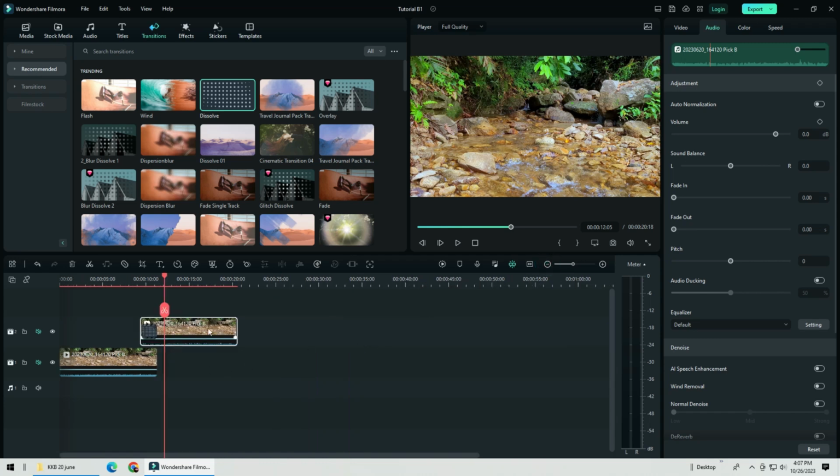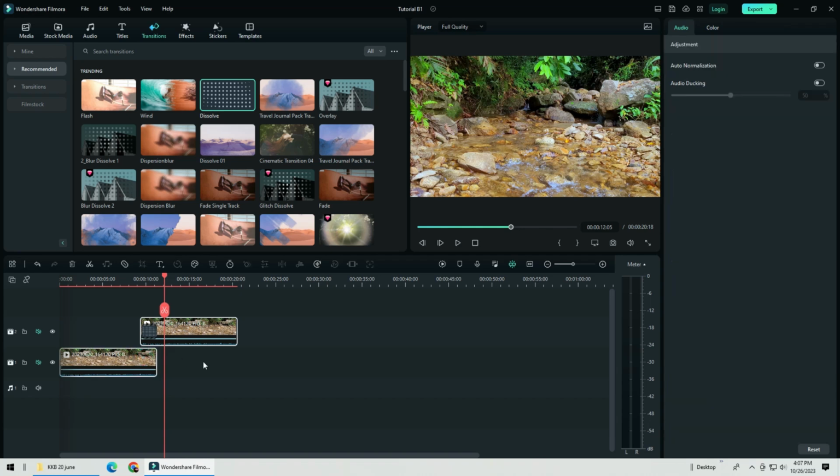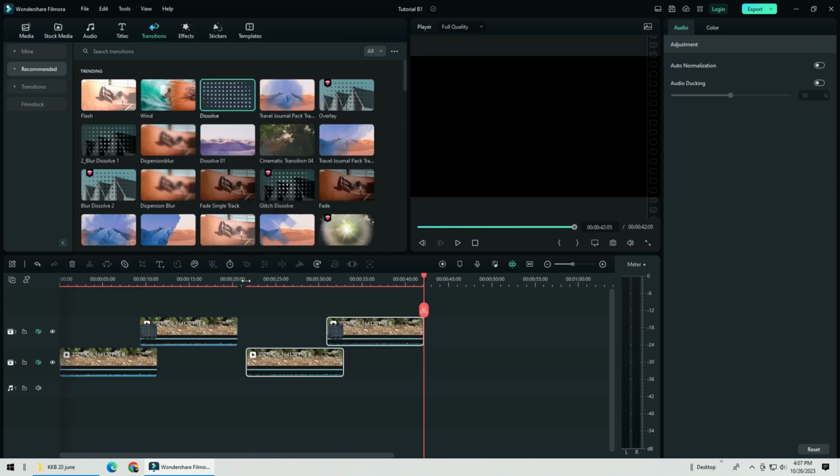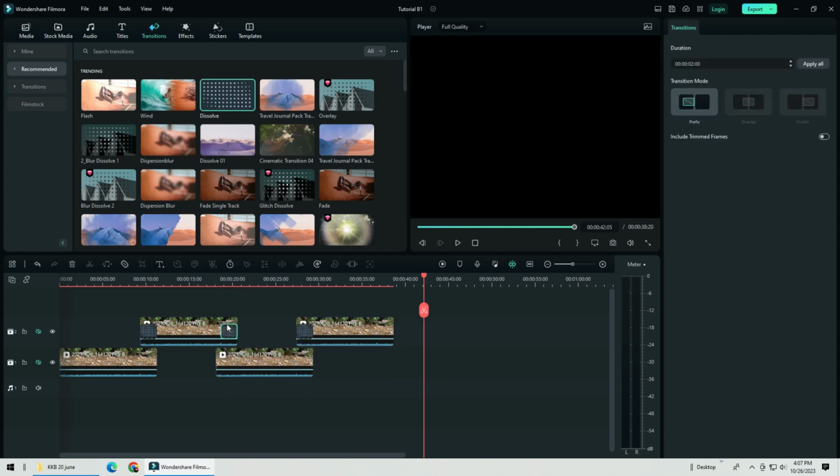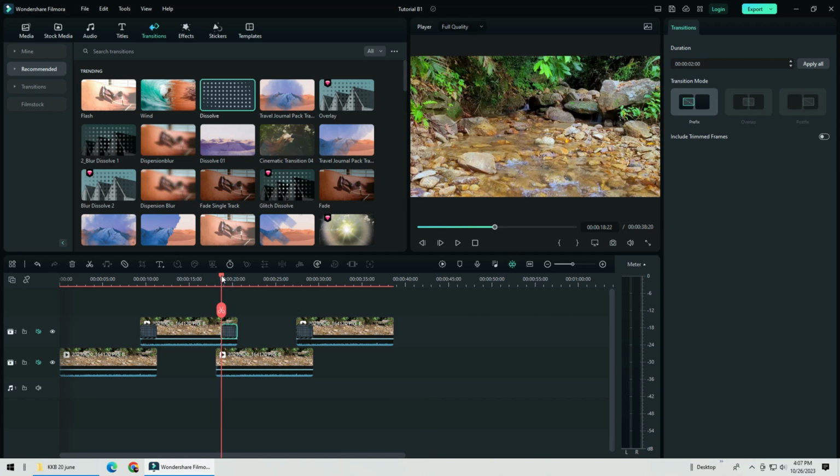To make a long loop, first group both the video. This is to avoid accidentally shifting the timeline. Copy the video and overlap. Place your transition. Now keep doing this until your PC runs out of memory.